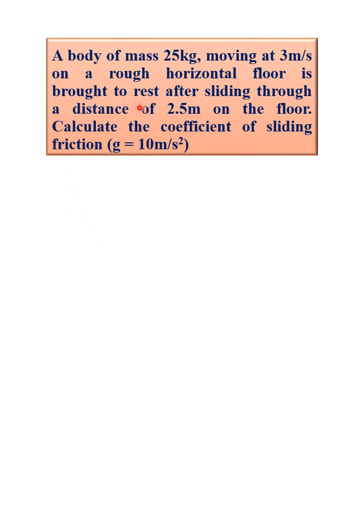It says a body of mass 25 kg moving at 3 meters per second on a rough horizontal floor is brought to rest after sliding through a distance of 2.5 meters on the floor. Calculate the coefficient of sliding friction. Take acceleration due to gravity g equal to 10 meters per second square.